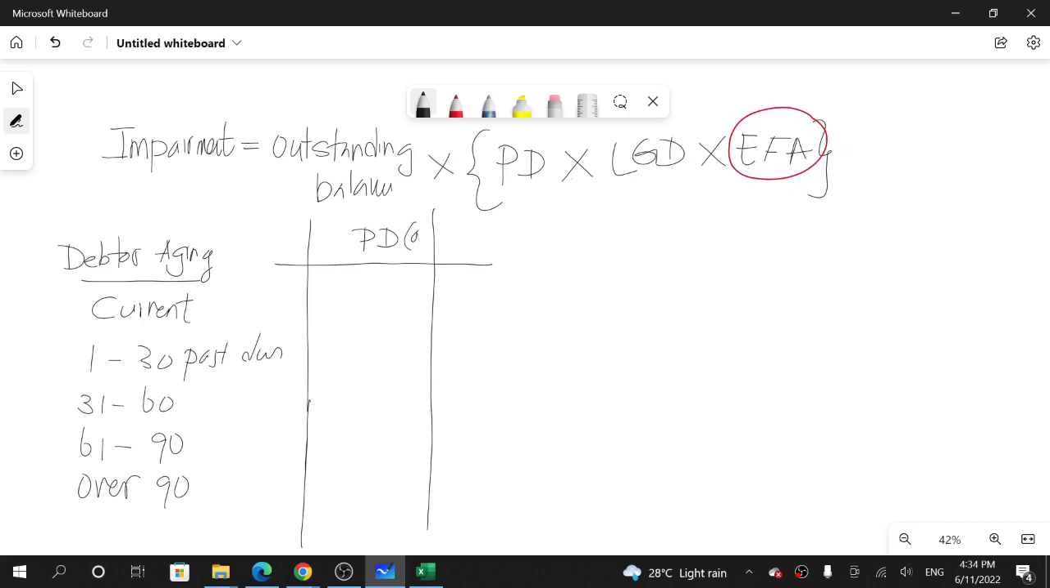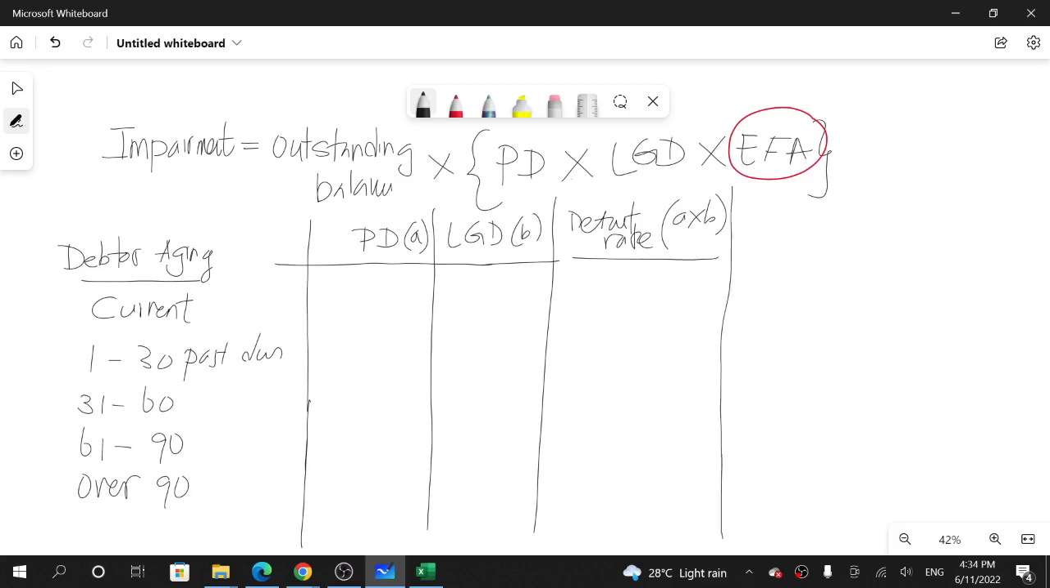We'll take this as A. Then they have given LGD. We'll take this as B. Then you have the default rate. You can calculate default rate: A into B, default rate. Then you can take how much is the outstanding balance, and then you can calculate how much is the collective impairment required.